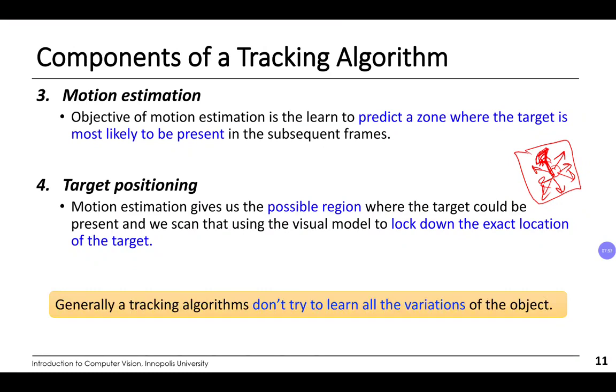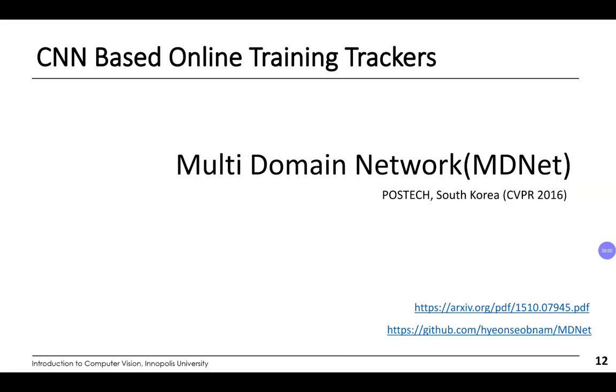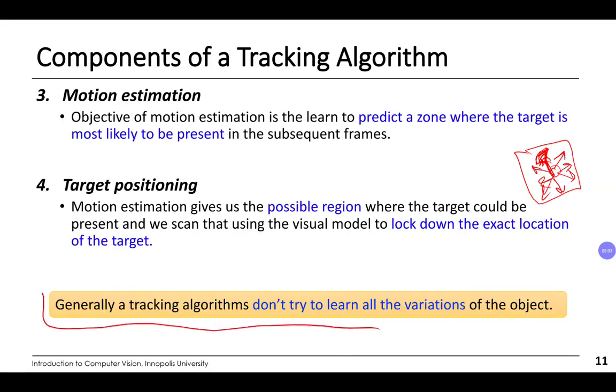Okay, before going to the next part, what is MDNet, we have a last statement here. Generally, a tracking algorithm doesn't try to learn all the variations of the object. The reason is that we are not going to detect what kind of object it is, but we are interested in just tracking the object, whatever the object is. It can be a human, a football, a car, any object.